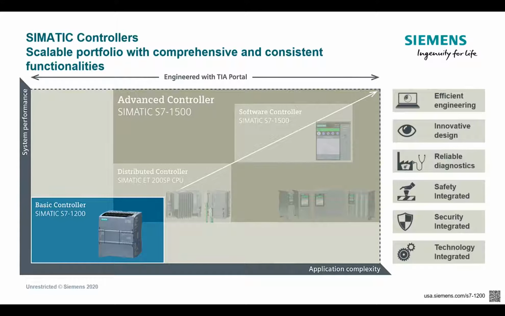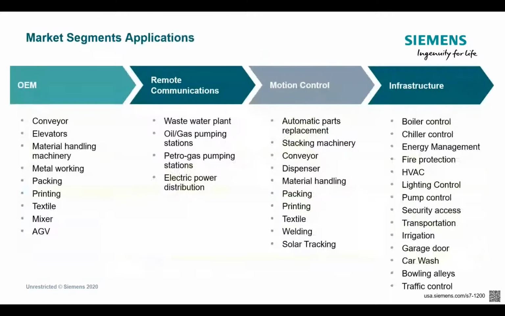I would say that the limiting factor with a 1200 is going to be memory, and we'll talk about memory in a little bit when we get to a slide that kind of shows the technical specifications of the different options. This is just a few different market segments that the 1200 really excels in.